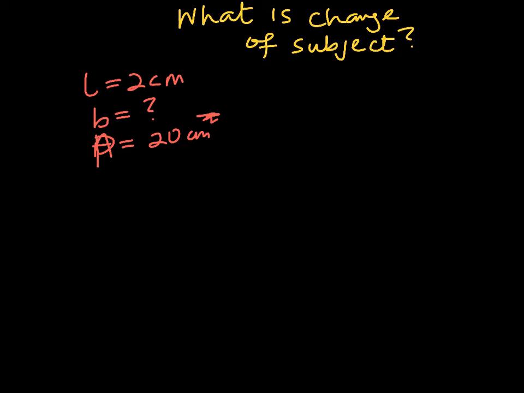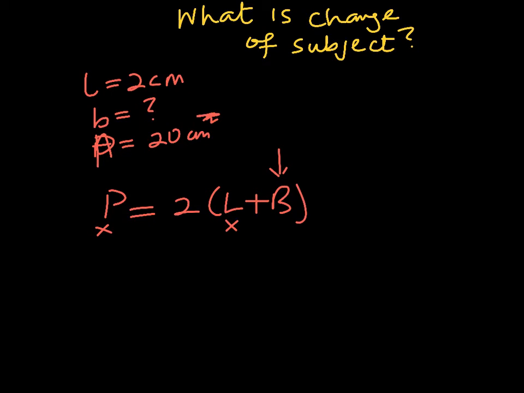So the purpose of formulas is to find unknown variables. But how do I find the unknown variable is the question. And that is why we need to change the subject. For example, perimeter is the subject here, and we have length plus breadth on the other side of the equation. What we are looking for is the breadth, which is unknown. The length is known and the perimeter is known.